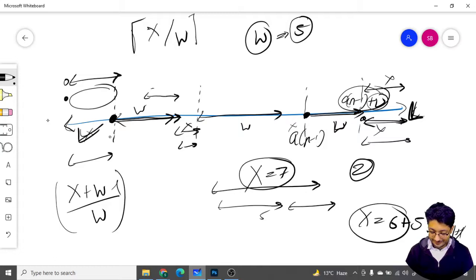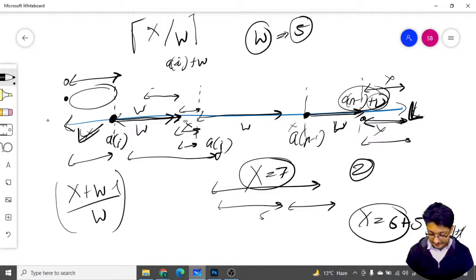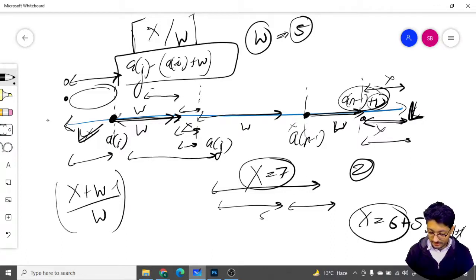If there's a point, let's say at a of i and a of j, then it is not the difference directly between a of i and a of j. Why? Because from a of i to a of j, there's also a board of W. So the distance between these two boards is not a of j minus a of i, but a of i plus W is the point, so a of j minus a of i plus W is the actual distance between them, and you have to find the ceil of this with W. And that's the overall logic for this problem.